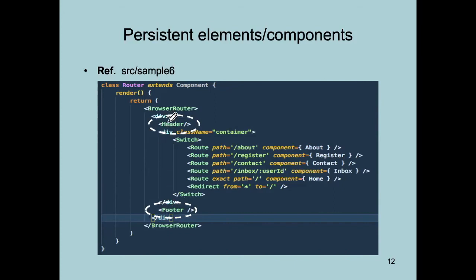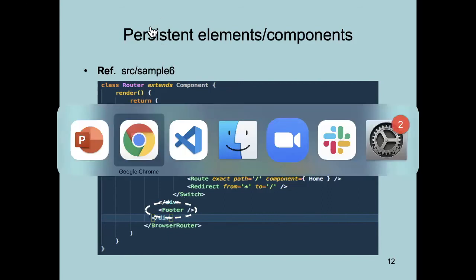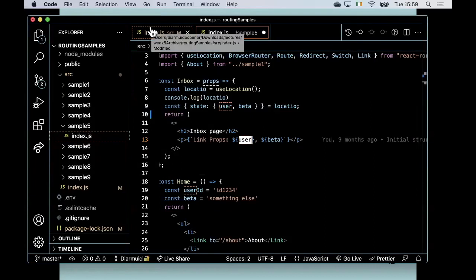So it's this idea anyway that you can mix in your own custom components into the routing configuration, and they have the effect of including those components, whatever they render, in every page across your app. React Router library refers to them as persistent elements or persistent components. So sample 6, I won't look at the detail of the code now, but I'm sure you get the idea of what we're trying to achieve.